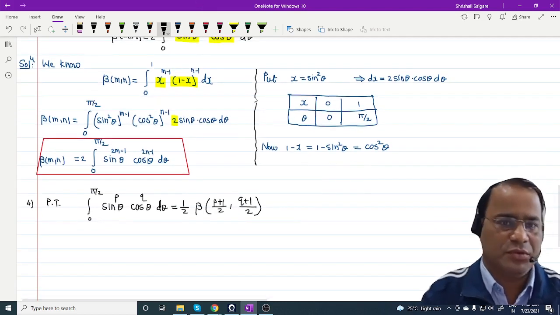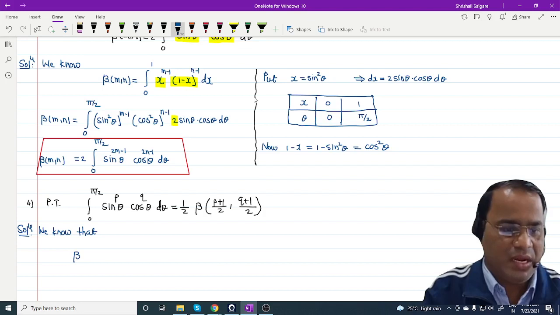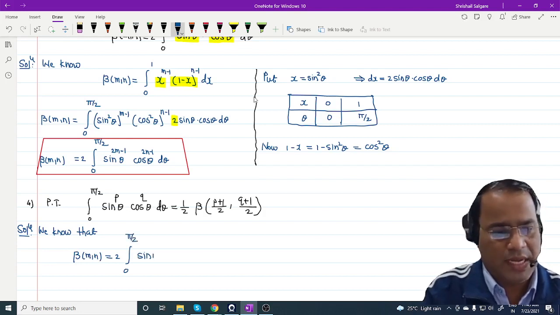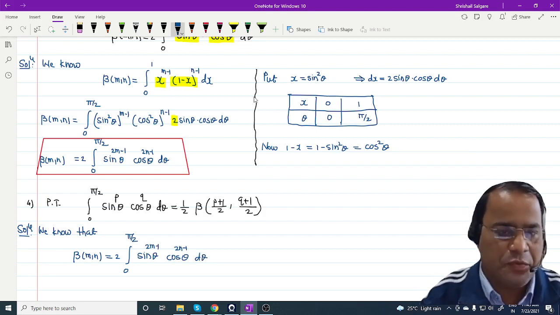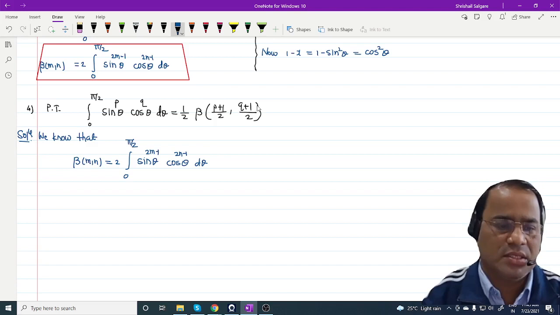Can anyone tell what we have to do here? Meanwhile, I will write the statement earlier. We know that beta of m, n is given by 2 times the integral from 0 to pi by 2 of sine theta raised to 2m minus 1 into cos theta raised to 2n minus 1 d theta. If you compare both the integrals, because in the beta definition we don't have p and q, what substitution or values do we have to use?